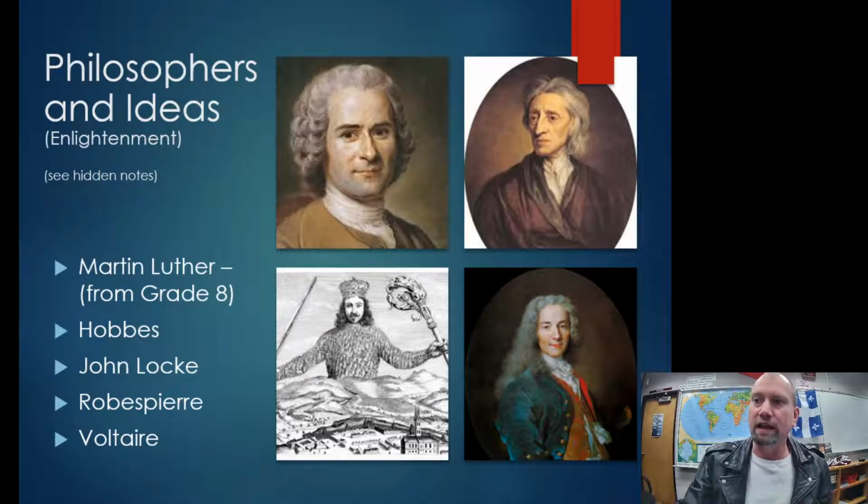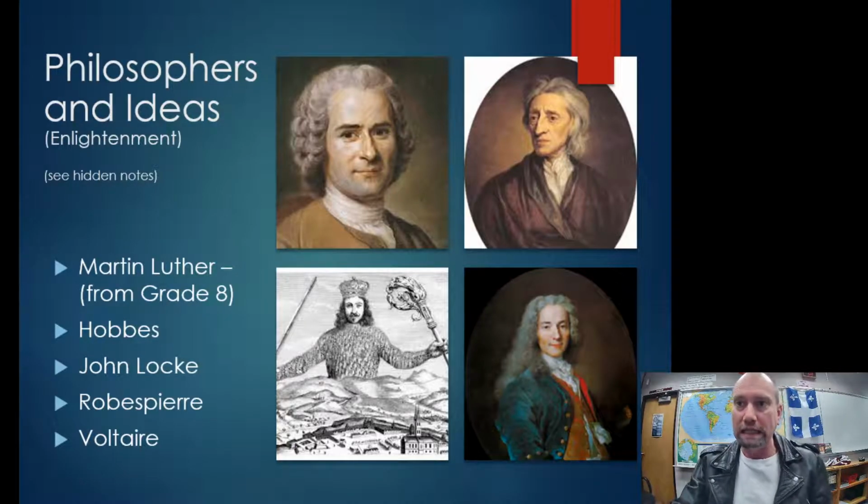He said this because he thought life is solitary, nasty, brutish, and short, which means he thinks people are just going to kill each other or rob from each other if they don't have a strong leader, a strong authority, a strong monarch. Okay, Robespierre and Voltaire.